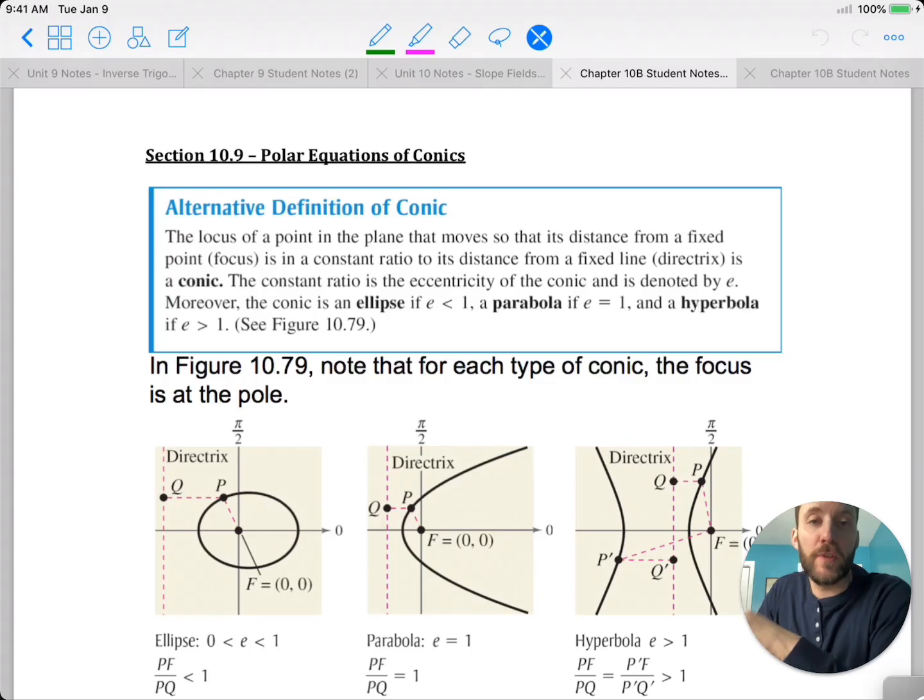A final video for this chapter, section 10.9, polar equation of conics. So conics, ellipses, parabolas, hyperbolas, can be written as polar equations in that form. And it's important to look at the eccentricity of the equation to determine whether it's a parabola, ellipse, or hyperbola.